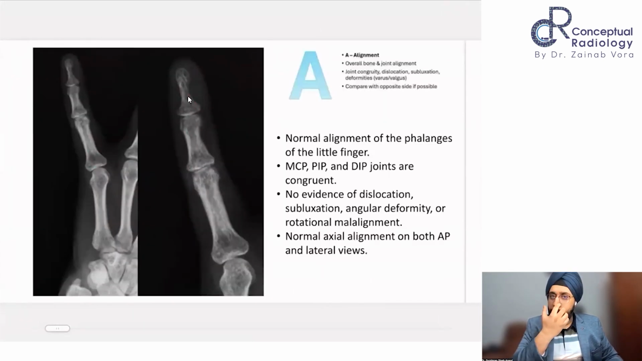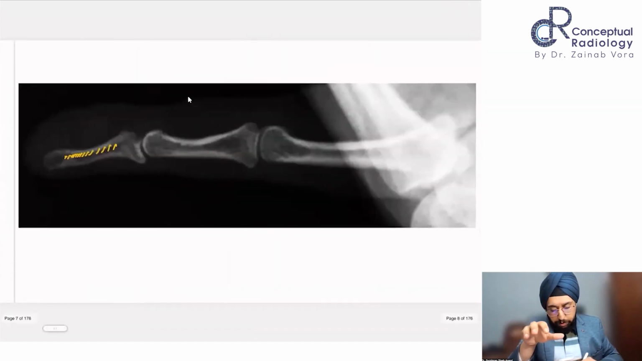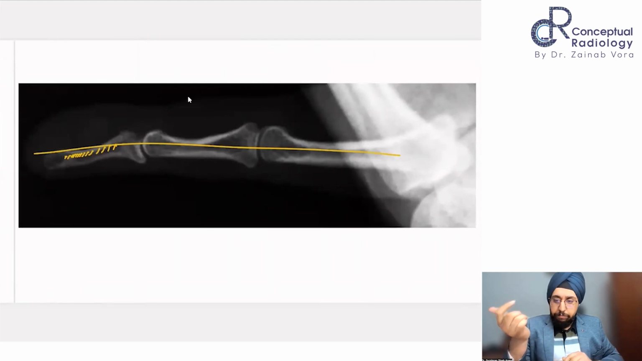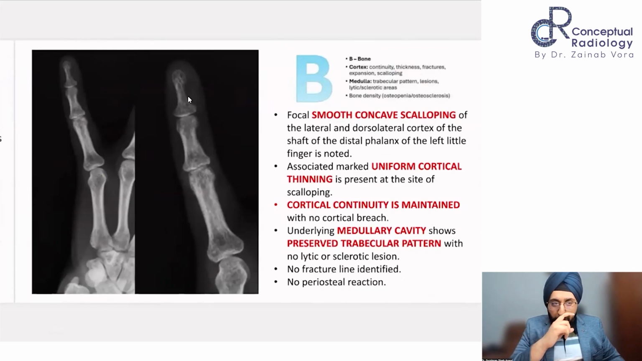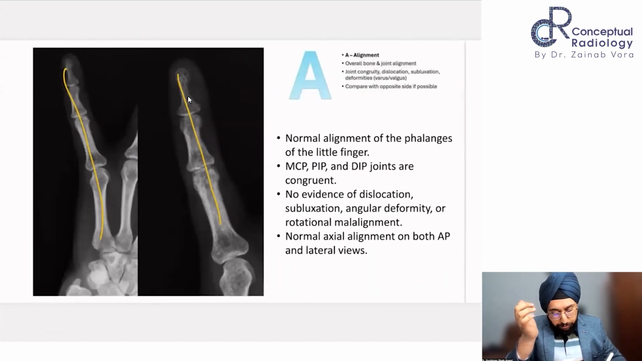Now let us move on with the ABCD approach we should be following for every bone. That should be in your mind. So A is for alignment. So overall alignment is the same. The ray is absolutely maintained, no dislocation. All the joints appear congruent. So there is normal axial alignment both on the AP views as well as the lateral view. No, there is no subluxation on the AP. The ray is absolutely maintained.